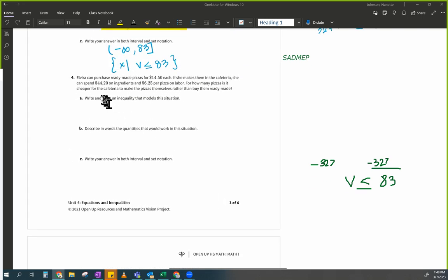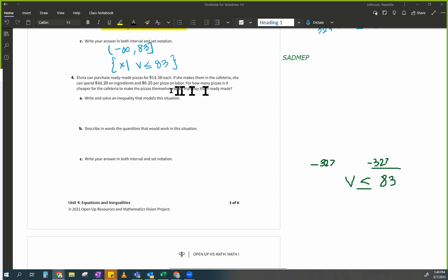All right. So this one says Elvira can purchase ready-made pizzas for $14.50. If she makes them in the cafeteria, she can spend $44.20 on ingredients and $6.25 per pizza on labor. How many pizzas is it cheaper for the cafeteria to make their pizzas themselves rather than buy them ready-made? So one more time. She can purchase ready-made pizzas, $14.50 each. But if she makes them in the cafeteria, she's going to spend this much and this much.